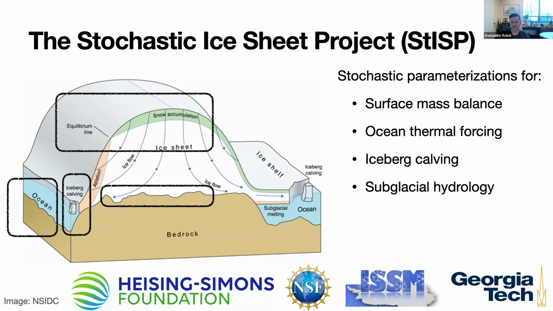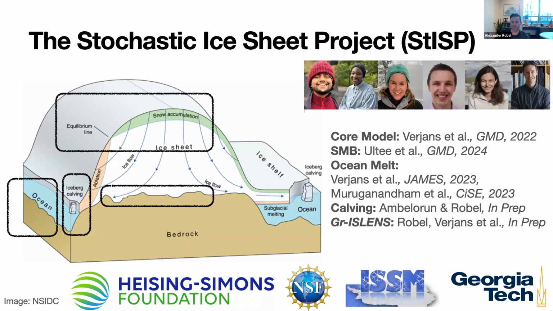So these particular projects focus on surface mass balance, that is, snow accumulation and melting at the surface of the ice sheet, ocean melting at the ocean interfaces of the ice sheet, and then fracture and calving of icebergs from the edge of the ice sheet. We've been working diligently on this over the last few years, and we've had papers out now from our wonderful cast of team members on this project.